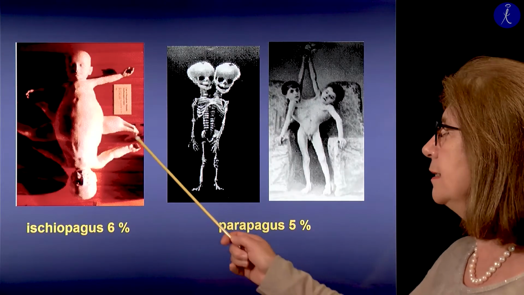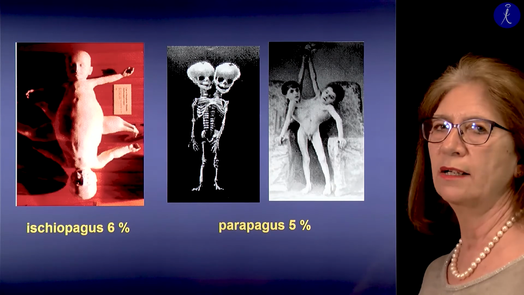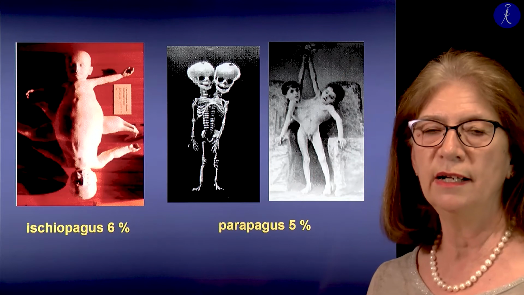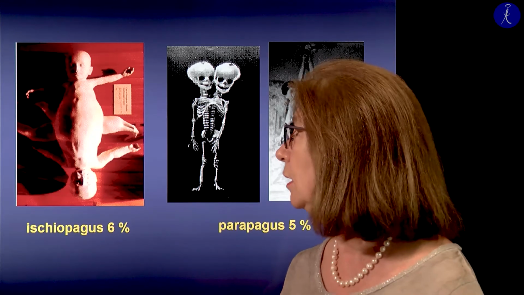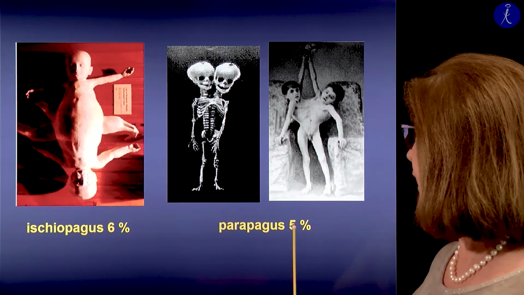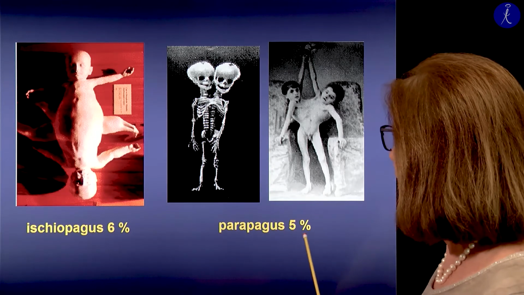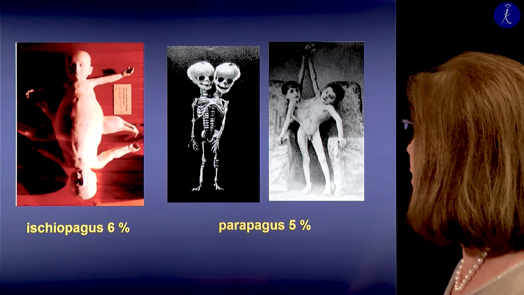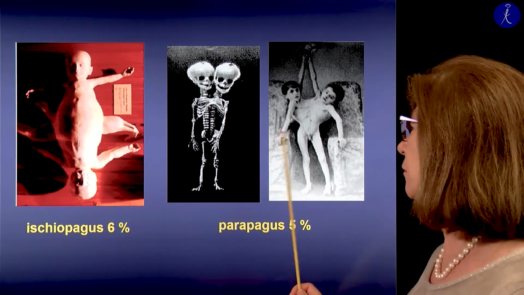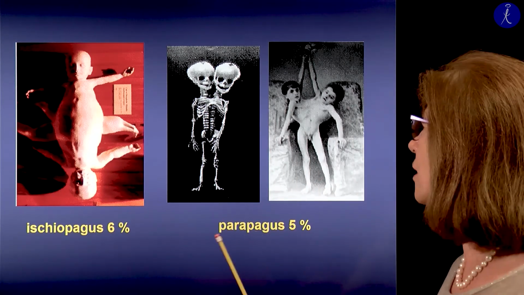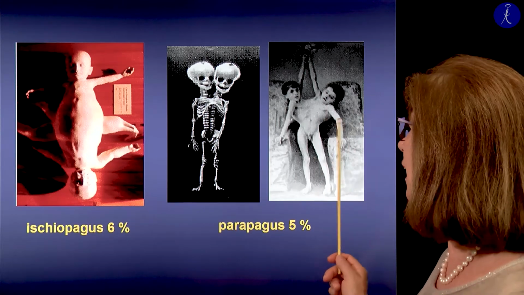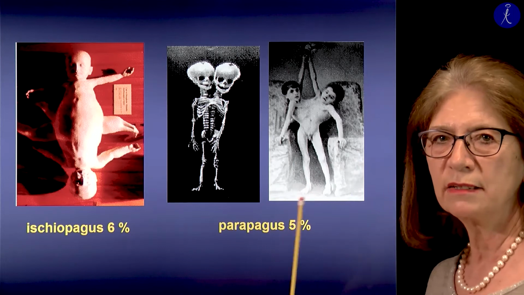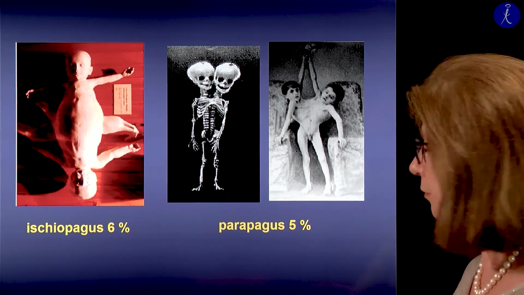Okay, Ischiopagus twins are connected with the cloaca many times here. Then the external genitalia and the genital organs are also affected. Parapagus twins make a smaller person, but they relatively survive well. Parapagus may have very many variations. They may have two heads or one head, and two arms or four arms, two legs or four legs. So they have a big variation.